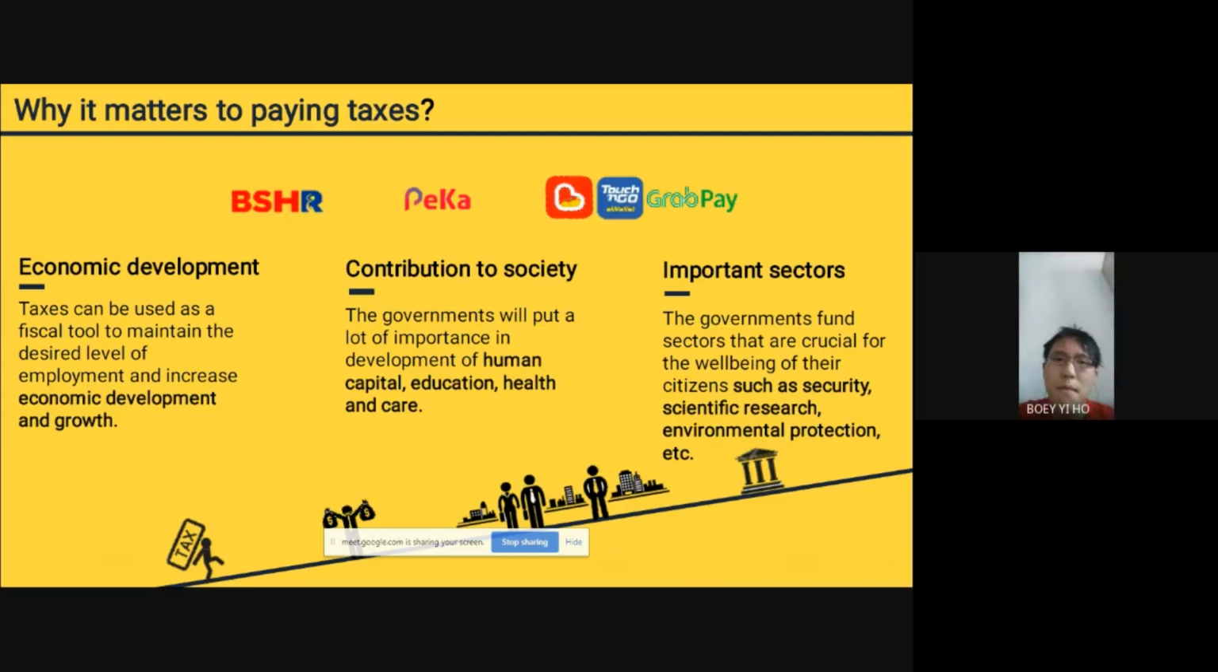This is a contribution to society. Among these, we also have increasing important sectors. The taxes can be used to improve important sectors, for example the country's security, scientific research and environmental protection, and also the internet connection that we are enjoying.